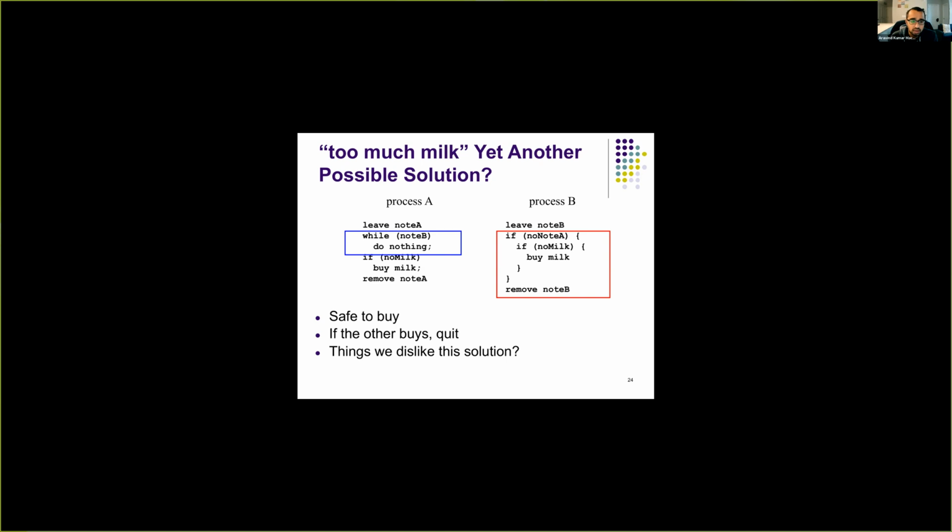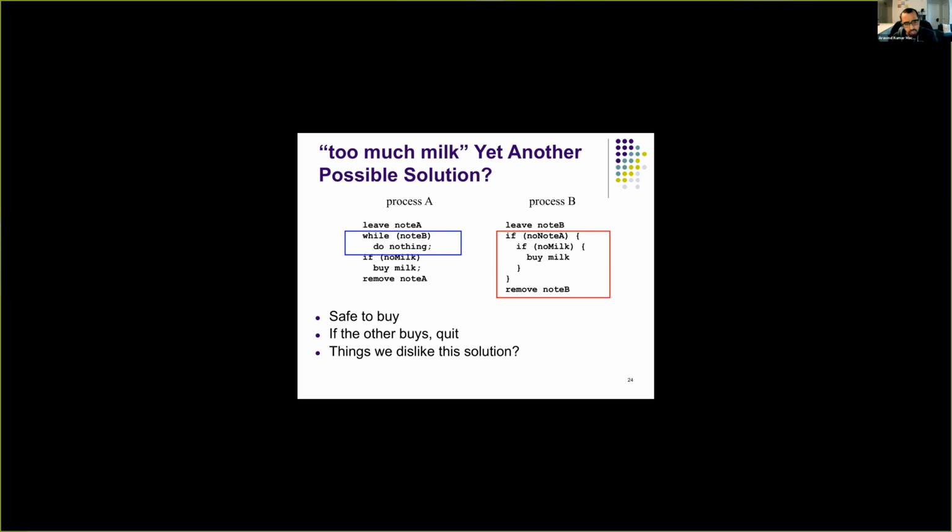We don't have less milk. Rather, we have the right amount of milk. So what's wrong with this solution? Or rather, why can this solution be better? What is something that you don't like about this solution, if there is anything that you don't like? So me personally, this solution works, this solution is fine.